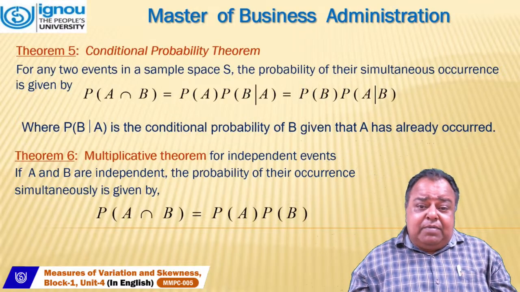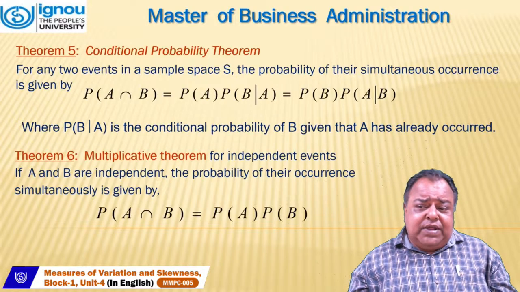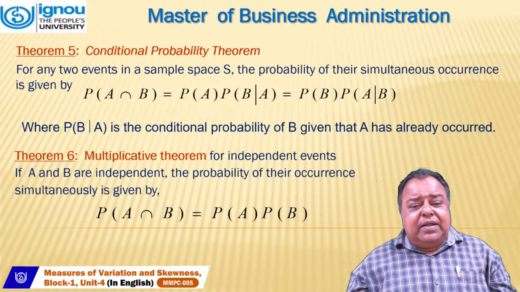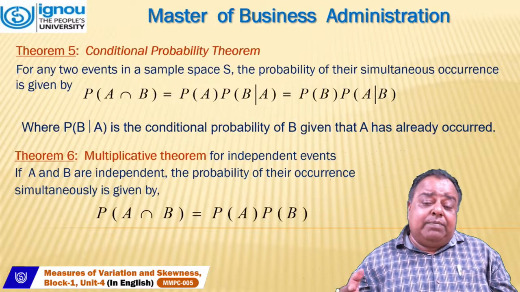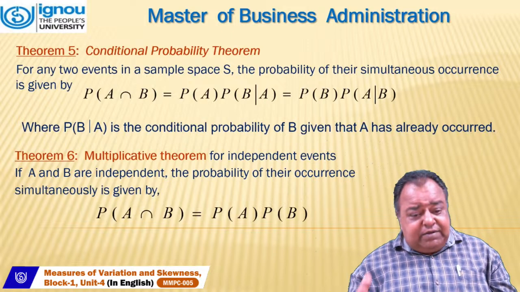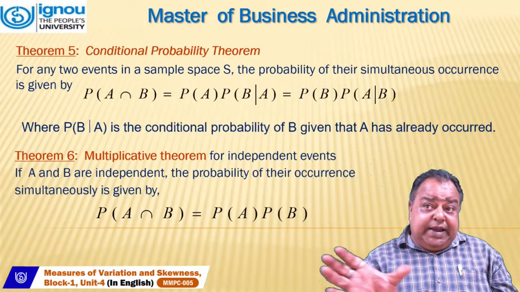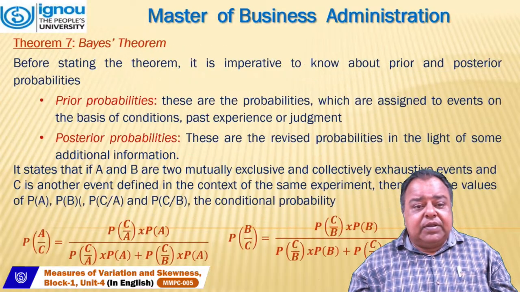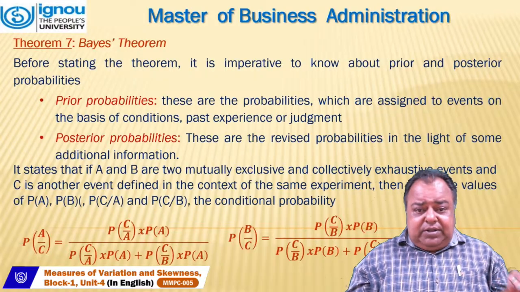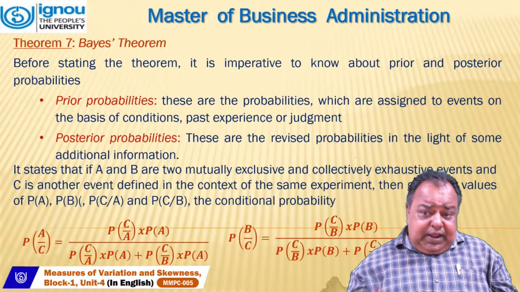Then comes the conditional probability theorem. For any two events in sample space S, the probability of their simultaneous occurrence is given by P(A intersection B) is equal to P(A) times the probability P(B by A). You see how it is evaluated. Then comes the multiplicative theorem, that is intersection: P(A intersection B) is equal to P(B) into P(A by B). This is one of the most important theorems which is used practically in the industry.